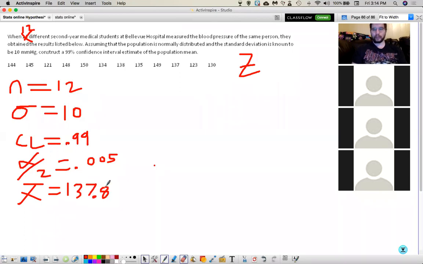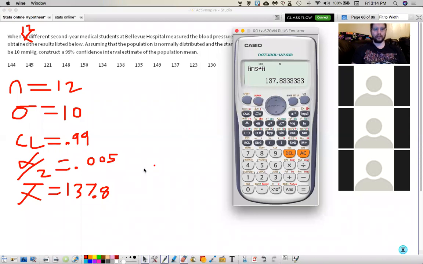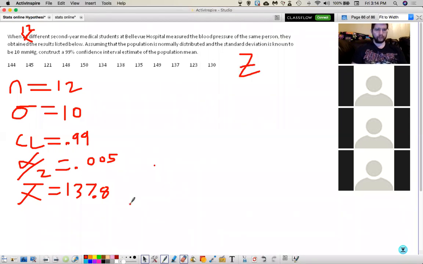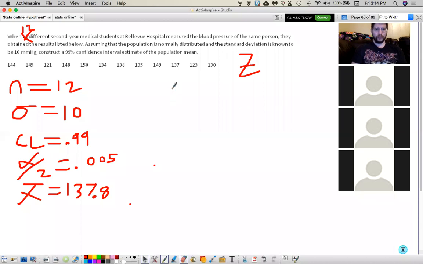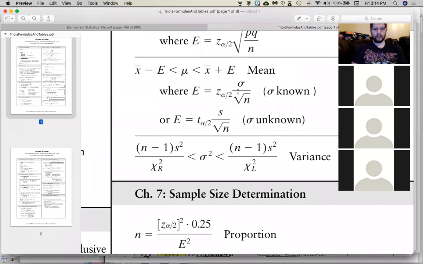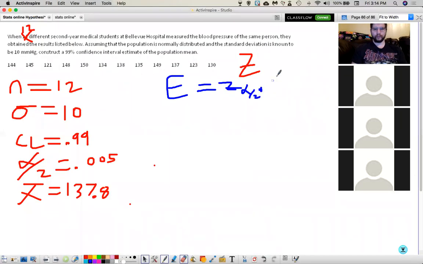However, whenever I'm doing calculations, I'm going to use all these digits I can. So now we're going to use our formula, this one. So the error, E, is Z of alpha over 2 times, if we look, sigma over square root of n. So let me calculate Z of alpha over 2.